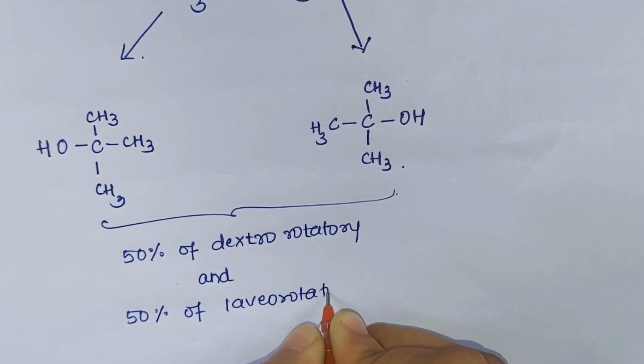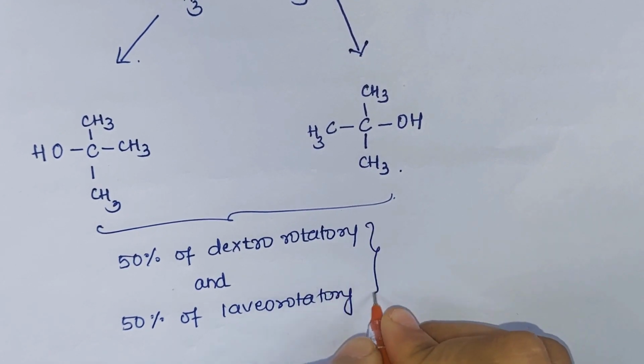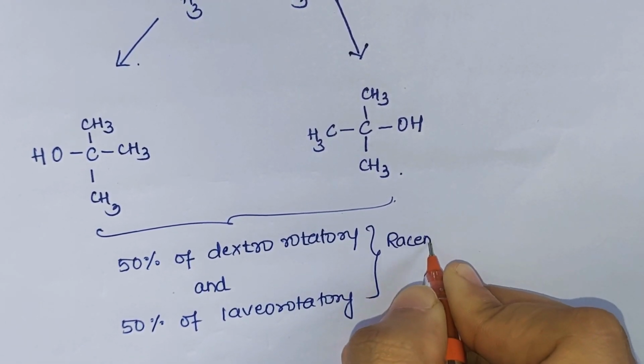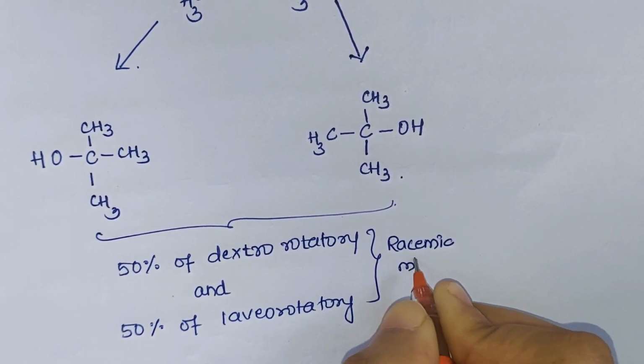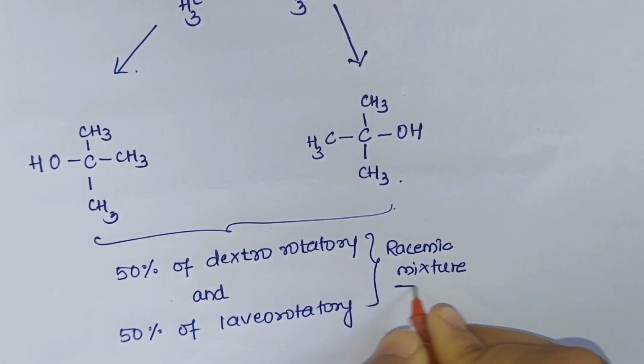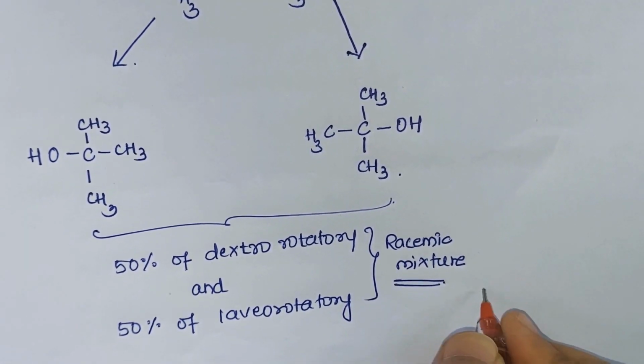For the time being, remember that a 50% dextrorotatory and 50% levorotatory mixture is called a racemic mixture, that is, an equimolar mixture of D and L isomers. What is it? I will discuss it in my next video.